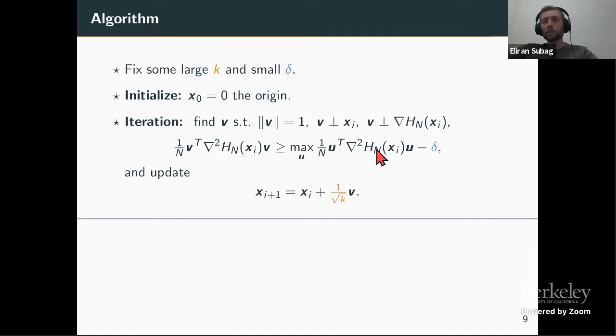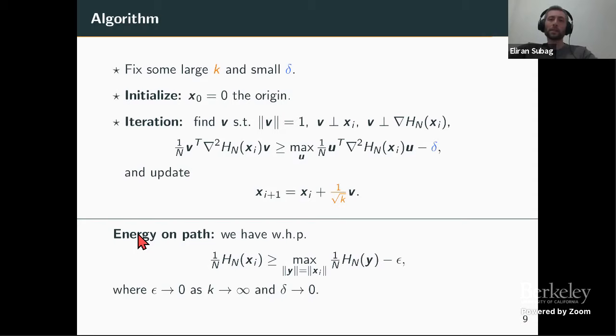Now I want, and this is the important thing, I want the second order term in the Taylor expansion around my location to be almost maximal over all U's which satisfy these constraints. Okay, and here's this delta. And then I simply take a small step in this direction. The size of the step is such that after k steps, you'll end up exactly on the sphere of radius one. Okay, v is orthogonal to x_i, so it's clear how the radius goes. And what you can check is that the energy on this path with high probability will be maximal as we want, up to an error epsilon, which is as small as we wish, provided k is large and delta is small. I will tell you in a second why it is so.